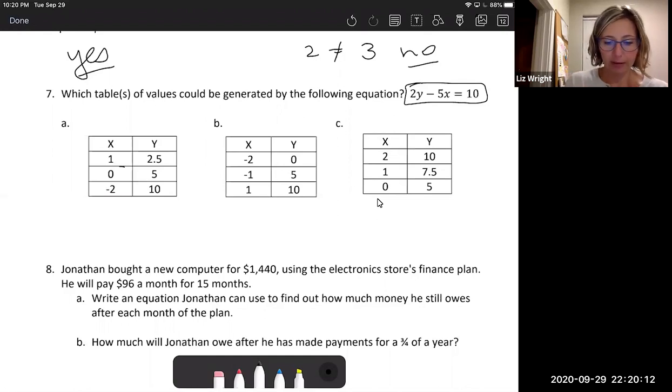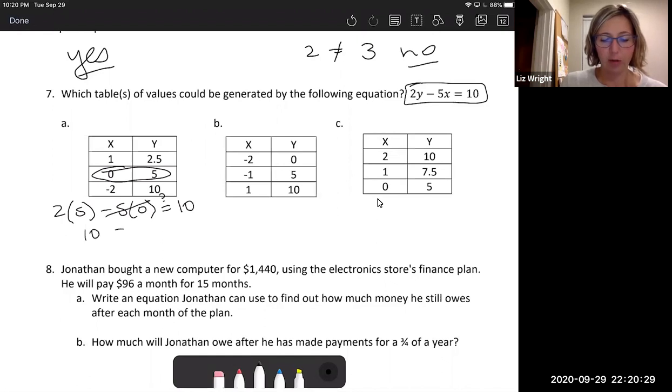Okay, so here we go. I'm going to check this one first. That looks pretty easy with a 0 and a 5. So I'm going to do 2 times 5 minus 5 times 0. Does that equal 10? Yes, because I see here it's going to be 10. That's going to be 0. 10 equals 10. Check.